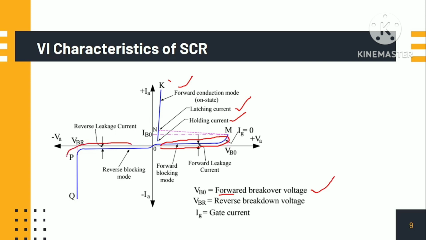Again, this area is called the reverse blocking mode, where a small amount of leakage current, in terms of milliampere or microampere, flows through. That current we call the reverse leakage current. After a particular voltage, called the reverse breakdown voltage, the current starts increasing very rapidly. Normally, in the reverse biased situation, we don't see any applications. We consider only the forward bias cases, and in that case, mostly the forward conduction mode is what we will see.